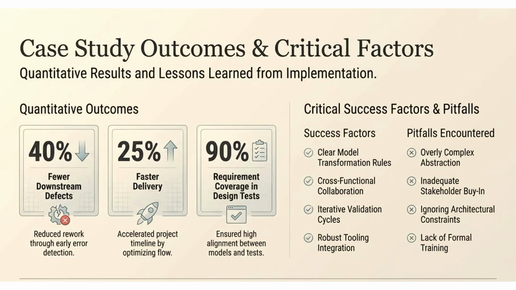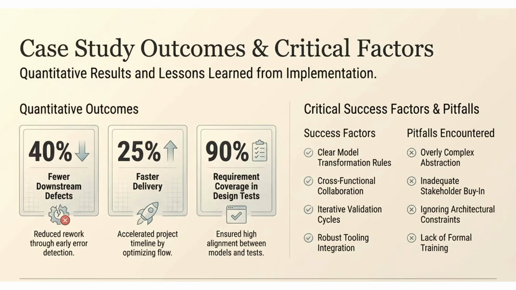Through some case studies and other available studies, we can identify that there is a 40% decrease in the downstream defects when we use these translation models, and since it is automated, we could deliver it at a much faster pace. It is almost increasing to 25%, and the requirement coverage in design test has been increased to 90%, which is very high when compared to the earlier traditional models.